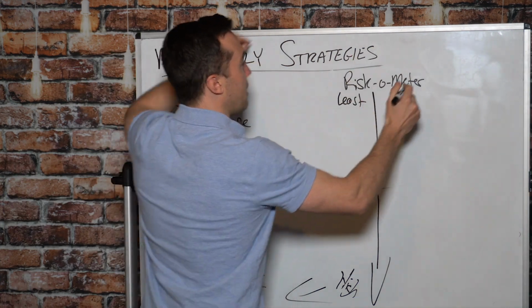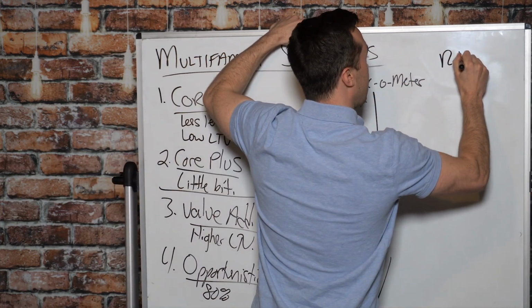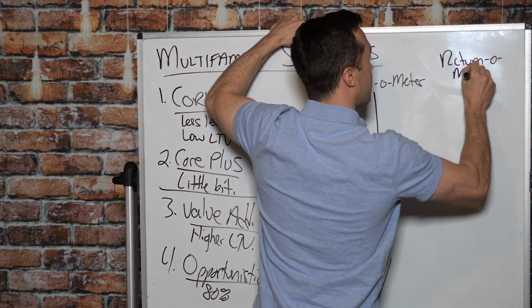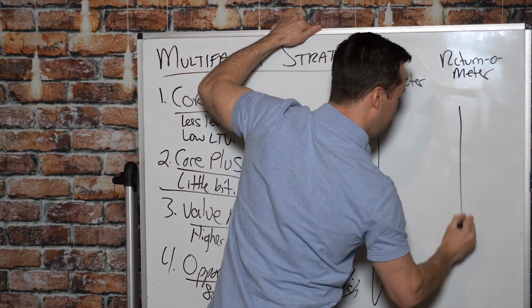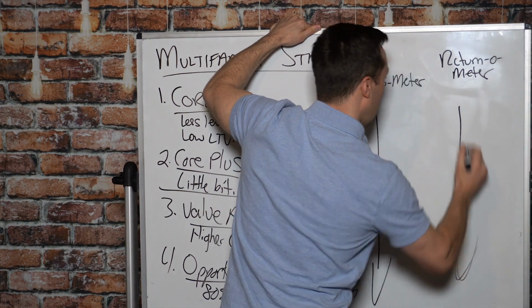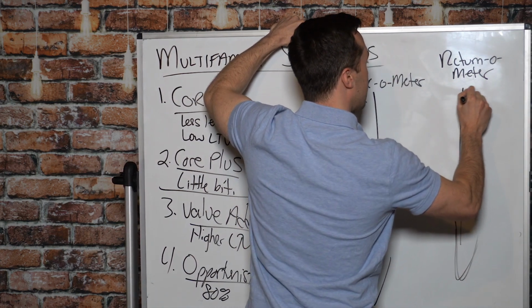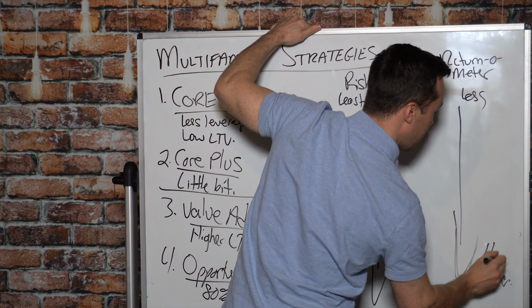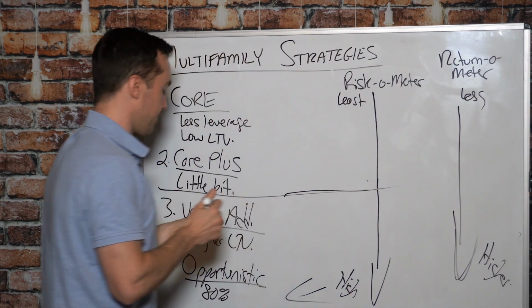We have our riskometer, but now let's get our returnometer going here. And our returnometer is going to be here. So we have less, higher. Now let me explain why this kind of works the way it does.